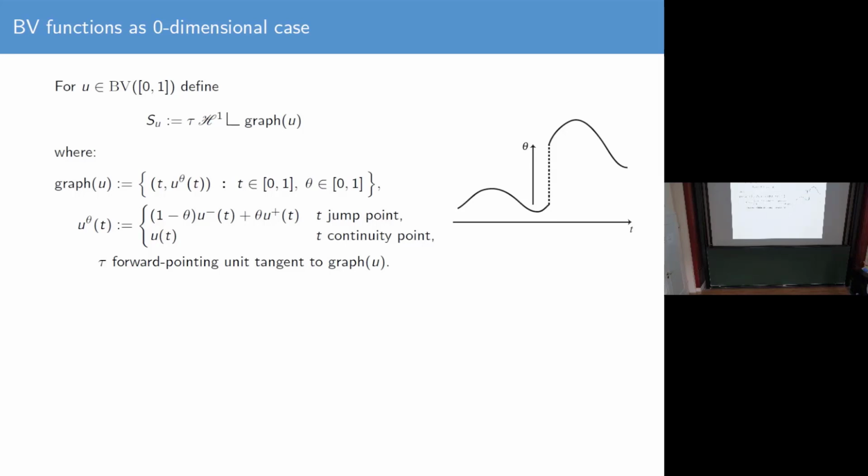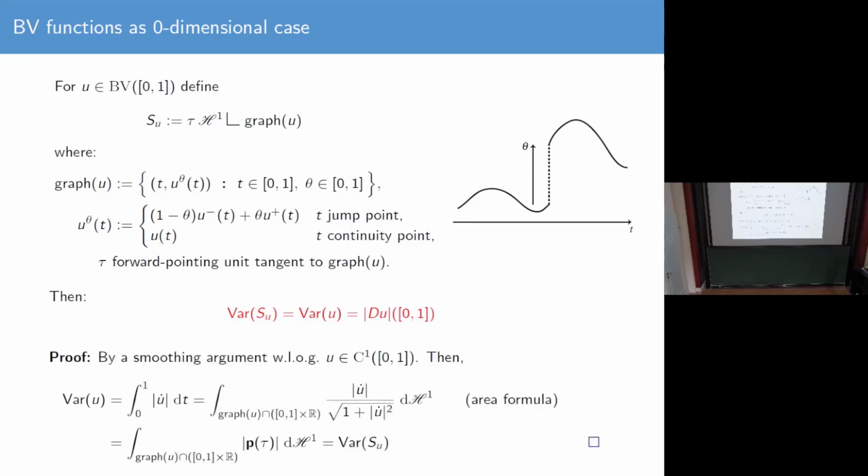So if you take any BV function, you fill in the jump, and now you take the current on the graph. So a bit like studying the theory of Cartesian currents. So this is the graph, and now let's compute. I claim that the variation in my sense is equal to the classical variation, which is equal to the total variation measure of this here. So I mean, nothing happens.